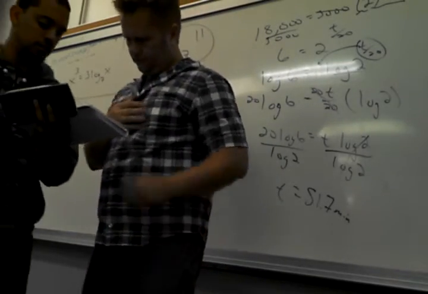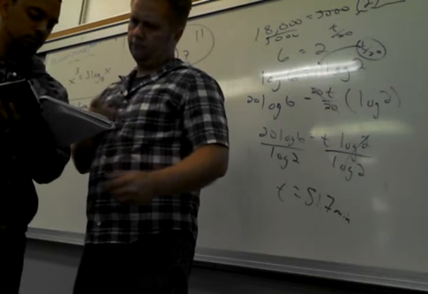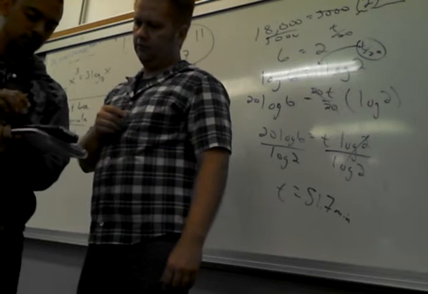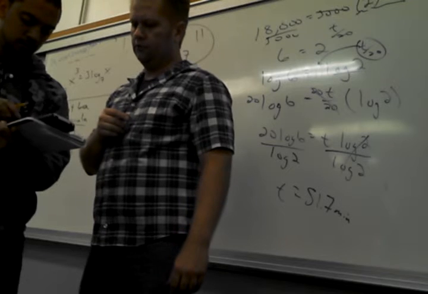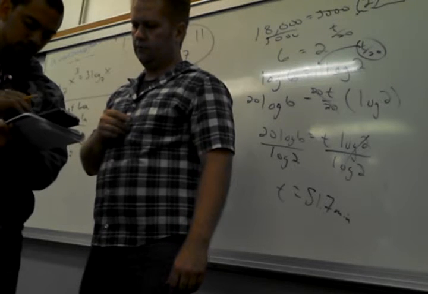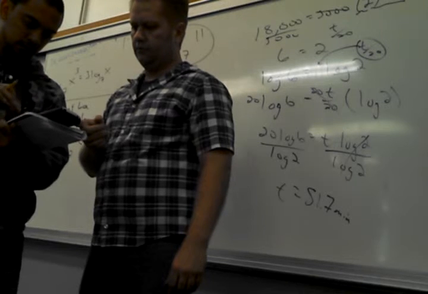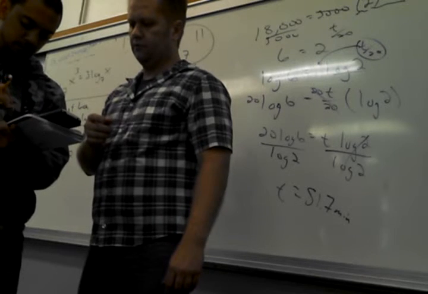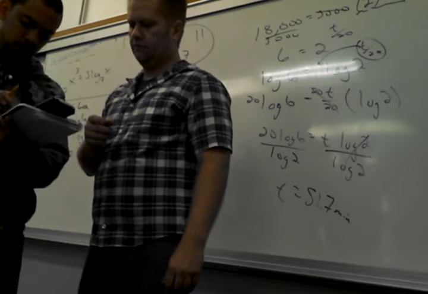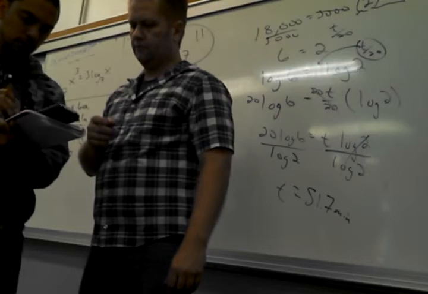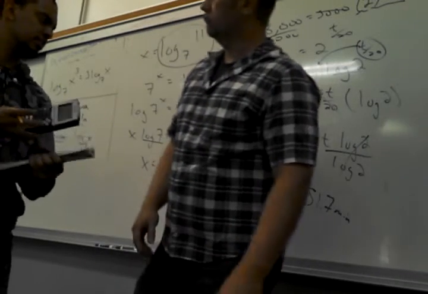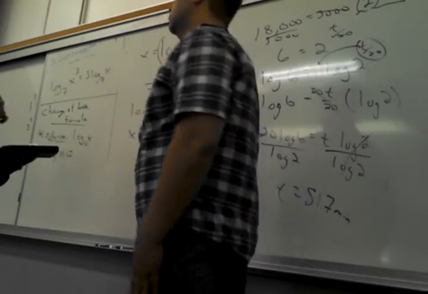Thank you. Log 6 divided by log 2, times 20. You need to use it. Yeah. 20. Close. Good. There you go.